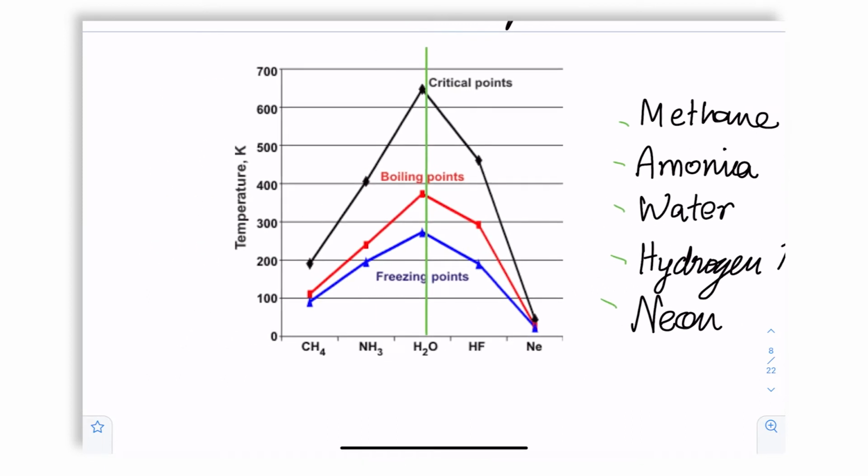And there is a lot of work on prebiotic life that has asked the question, in the prebiotic soup, why is water the preferred solvent?